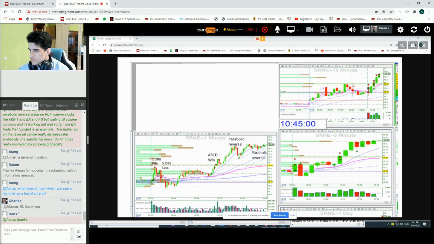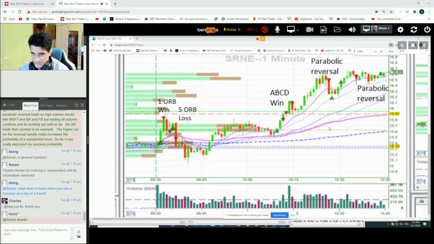So Ralam, let's see what you did. SRNE, right? SRNE on the 15-minute chart, it's strong, right? It's holding an uptrend right there. On the 5-minute chart, it's breaking the previous 5-minute highs, breaking the 1-minute consolidation. So you are taking it for a 1-minute open range breakout after it made a move smaller than the average true range right there. This is a small move.